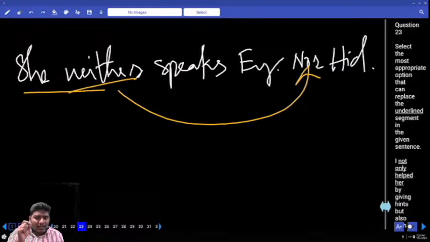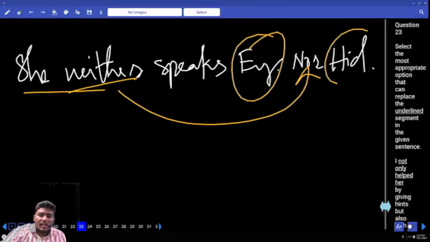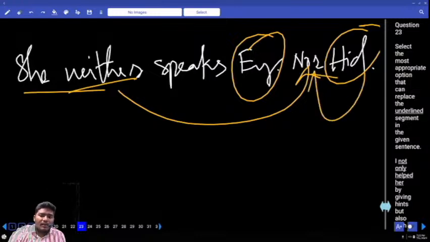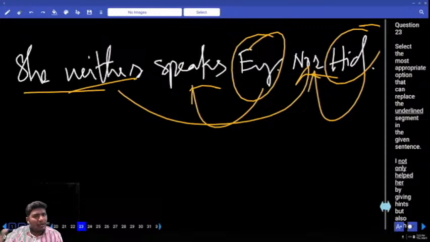Now, what are the alternatives that you see in this sentence? Can you tell me? Alternative in the sense same type of words. What are they? English, Hindi. They both are languages. Already before Hindi, nor is given. So before English, what must be there? Neither. So what must be the answer? She speaks what? Neither English nor Hindi. This is the answer. Okay. Next.